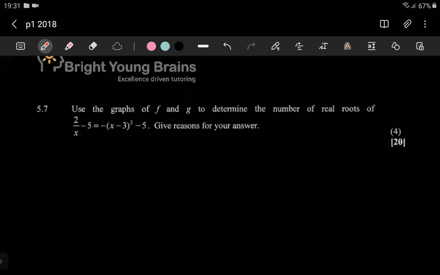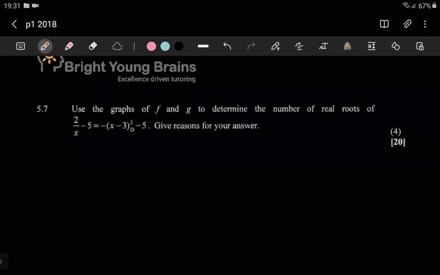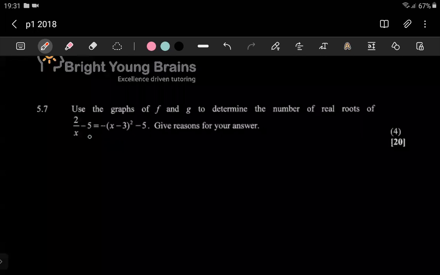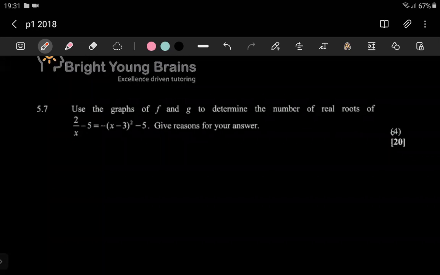Question number 4, right? I mean 5.7, sorry. It says use the graphs of f and g to determine the number of real roots of this equation. Give reasons for your answer for 4 marks.